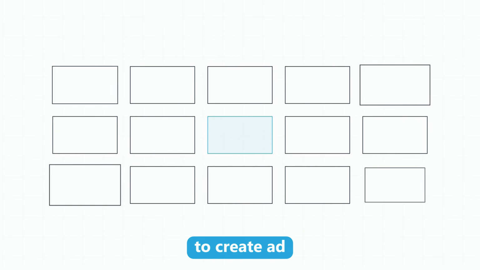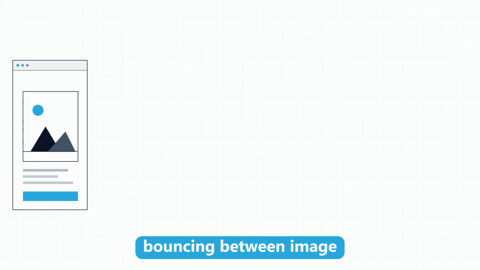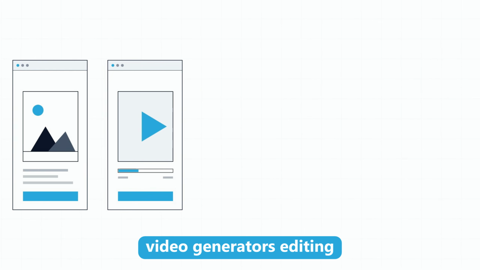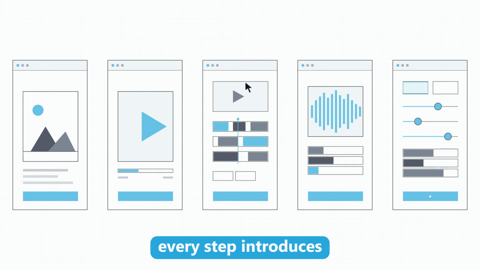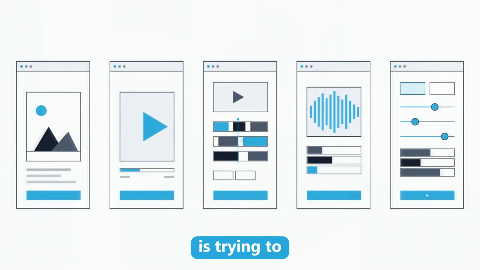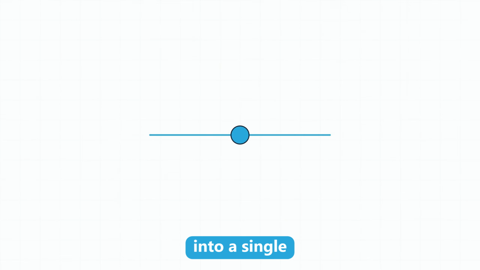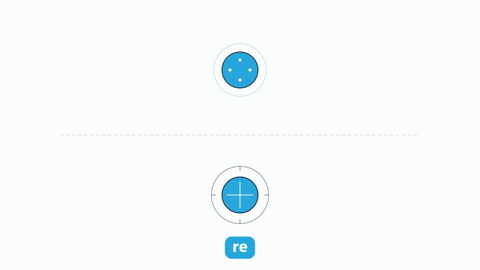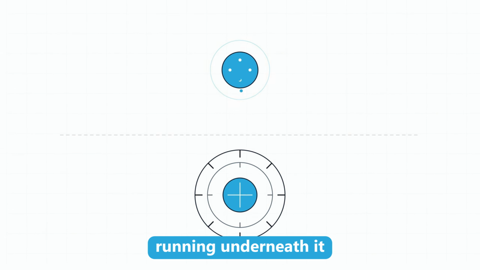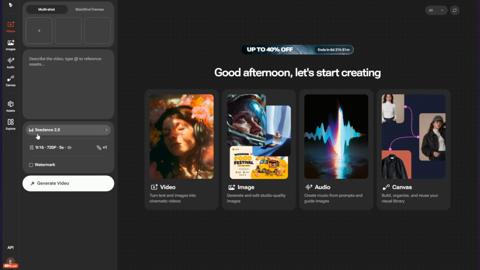Now, before we start generating anything, it's worth understanding what's actually happening here. Traditionally, if you wanted to create ad creatives at scale, you'd probably be bouncing between image generators, video generators, editing software, audio tools, and export settings. Every step introduces more manual work. What Renoise is trying to do is collapse that entire workflow into a single agent-driven pipeline. Claude Code becomes the orchestrator, and Renoise becomes the generation engine running underneath it. Another reason this setup matters is because Renoise gives us access to Seedance 2.0, which is the model powering most of the video generation we'll be doing today.